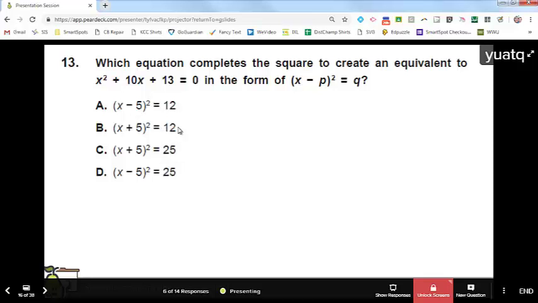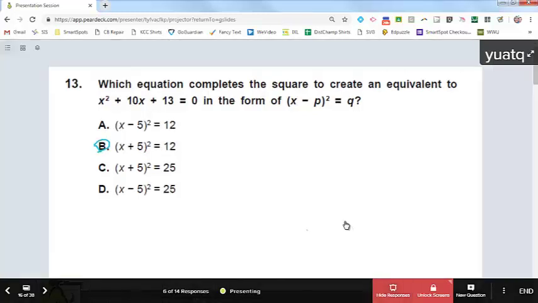Why might it be 12 instead of 25? What's the first thing you should have done on this? Move the 13. When I move the 13, what did it become? Negative. So it was negative 13 plus 25 gives you positive 12. So B is your correct answer there.